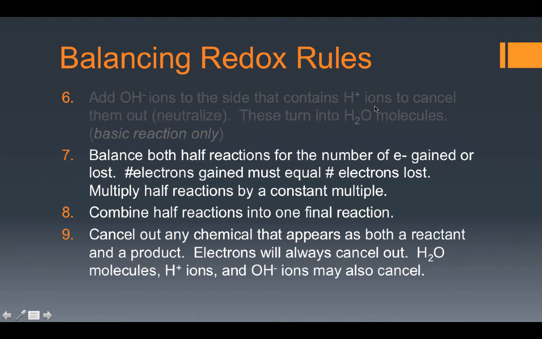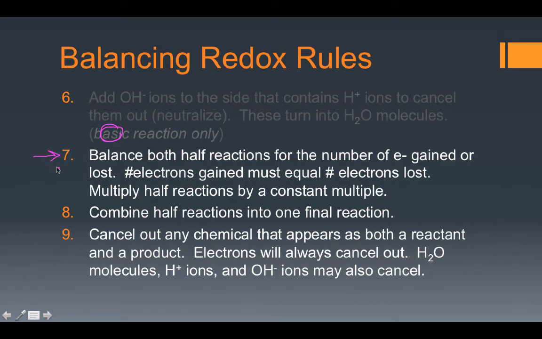Let's continue our rules, rules 6, 7, 8, and 9. Rule number 6 only applies when you're dealing with basic solutions. I do actually think you should take a moment and either write it down or make sure that it's on your list, but we're not actually going to be referencing this rule today. So at this stage in the game, that brings us to rule 7.